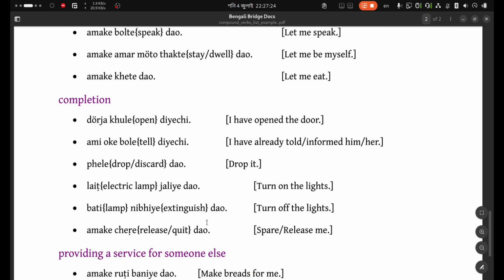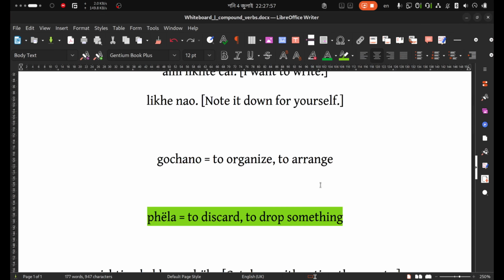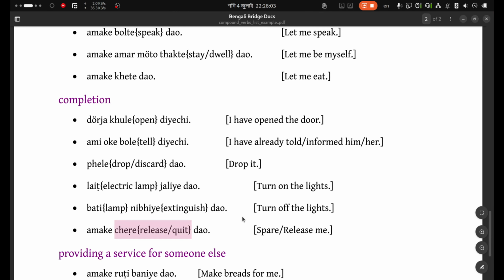Then আমাকে ছেড়ে দাও, release me or spare me. ছাড়া means to release, or it can also mean to quit. ছাড়া means releasing. আমাকে ছেড়ে দাও. Okay, now I can take questions.